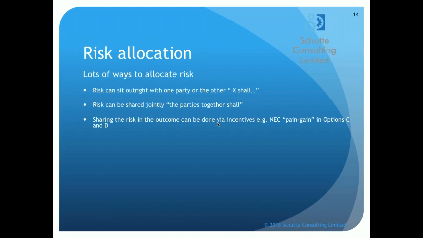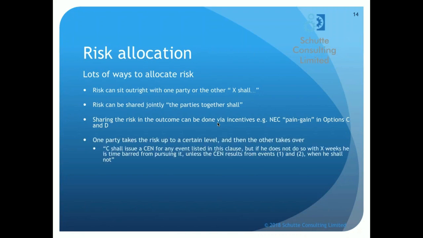So we can share risk in the outcome of something, and that is done or can be done by a number of different incentives. I've given the example on your screen of the NEC form of contract, options C and D, which are risk sharing forms of contract, and they have a pain gain mechanism where the risks in the outcome of the project, the cost of the project, are borne in different ways between the parties.